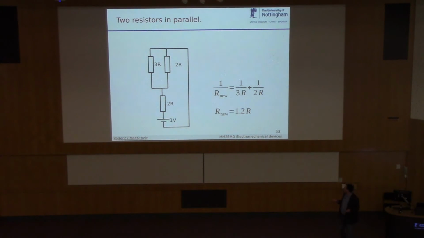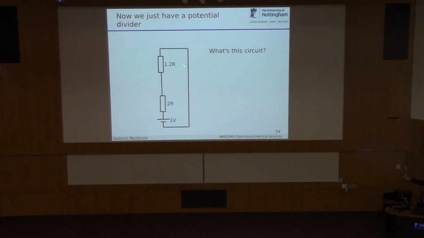So let's simplify this. We've got these two resistors here in parallel, which is a bit of a pain, so use the resistors in parallel rule to deal with it. And we get 1.2R, 1.2R. Now we've got a really simple potential divider, so we can very easily calculate the voltage over this resistor or over this resistor.